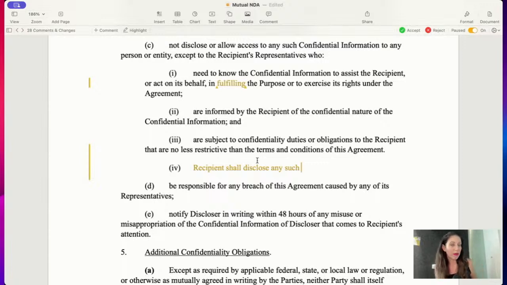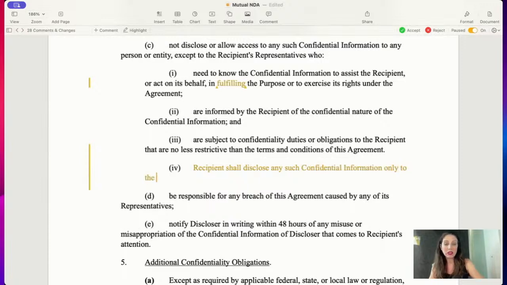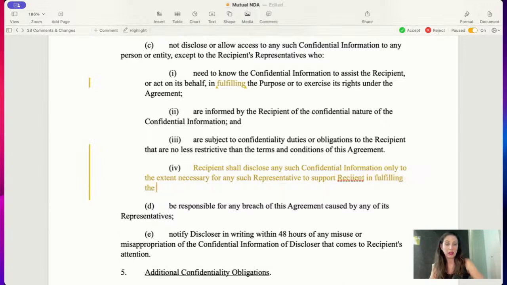That's an overshare, but that overshare would be permitted under this NDA. So I'm going to add something to limit that. Recipient shall disclose any such confidential information only to the extent necessary for any such representative to support recipient in fulfilling the purpose. So I am limiting that there.